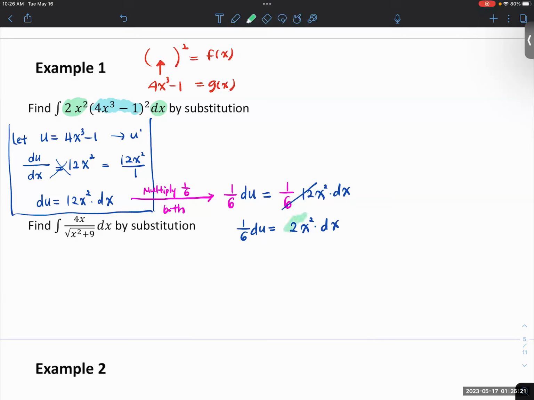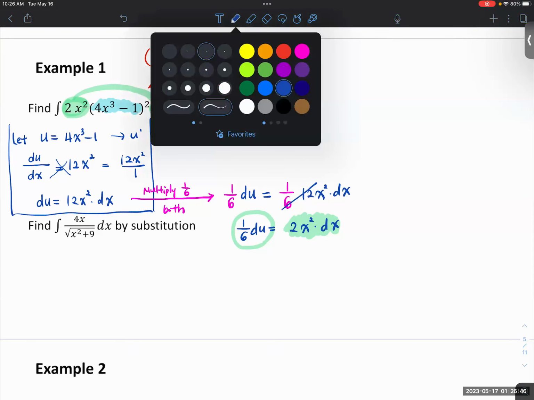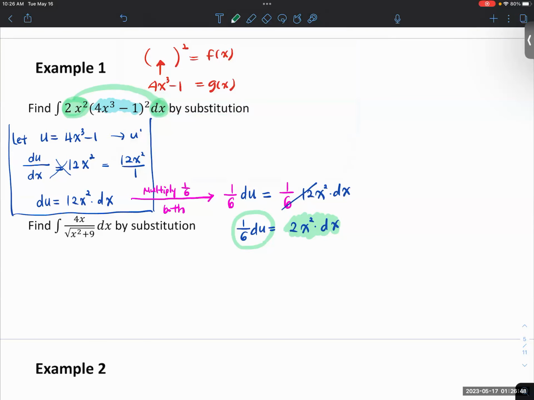This 2x² times dx is right there. This 2 multiplication is the same as 1/6 times du. The reason I'm multiplying by 1/6 is that I want to find out what 2x² times dx is going to be in terms of the u variable. So that is going to be 1/6 du. So now everything is here. So now we have this equation.